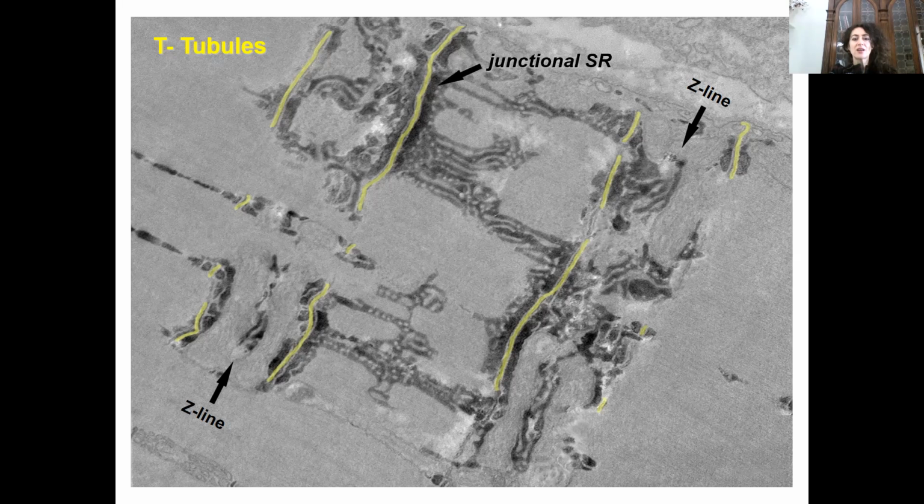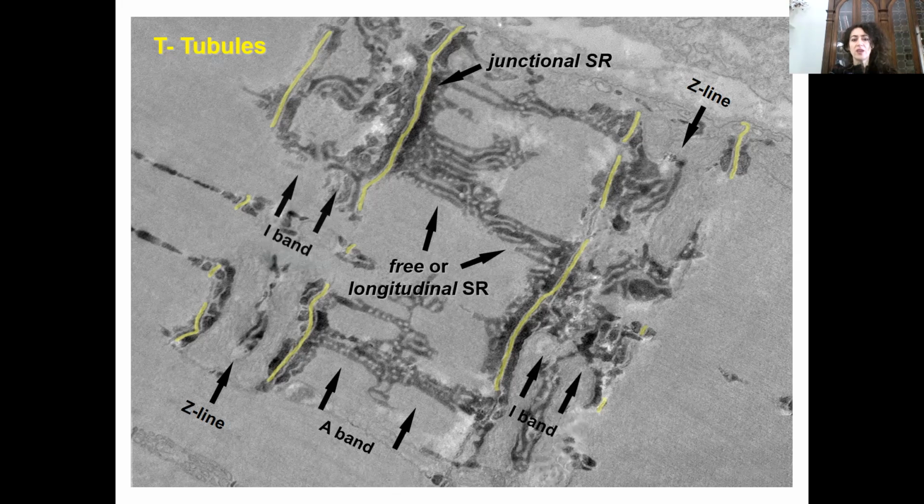And then there are these other regions named free SR or longitudinal SR, which may be located at the A band or at the I band of the sarcomere. During my presentation, I will show you that the I-band SR is capable of significant remodeling during exercise. Now, free SR does not contain calsequestrin under normal conditions, but is rich in SERCA pumps, which operate calcium reuptake.